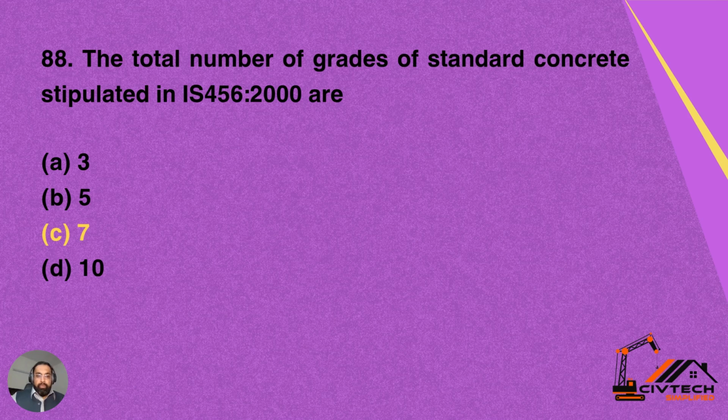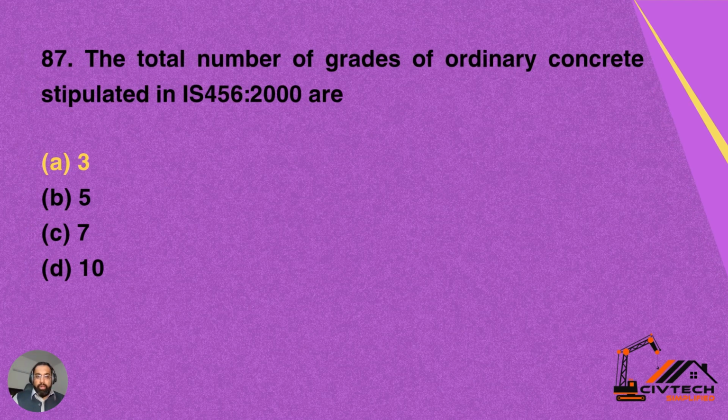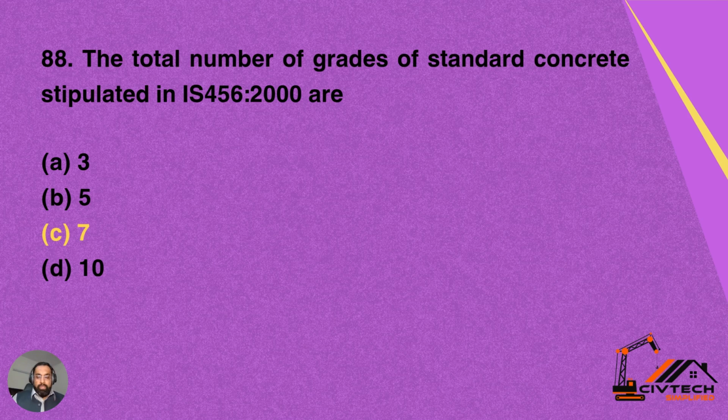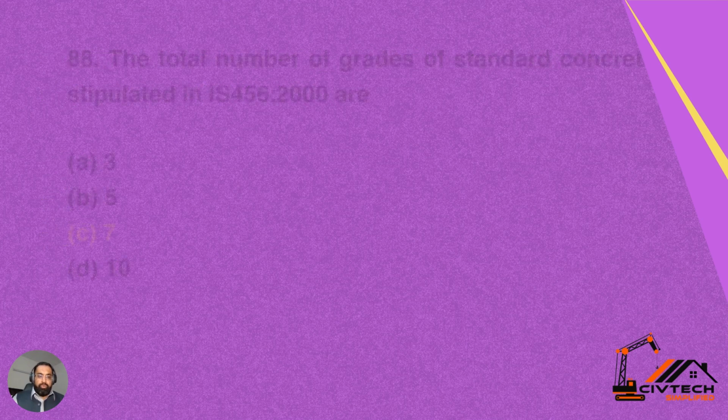Question number 88. The total number of grades of standard concrete stipulated in IS 456:2000 are. The earlier question was about ordinary concrete. Now this question is for standard concrete. So for standard concrete, the number of grades are 7. For ordinary concrete, the number of grades are 3. Option A here was 3, option B is 5, option C is 7, option D is 10. So 7 is the correct answer. Therefore, option C is correct for this question.